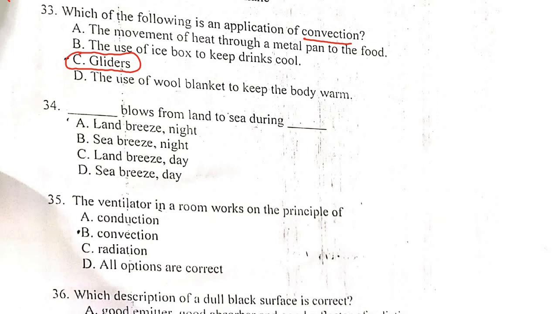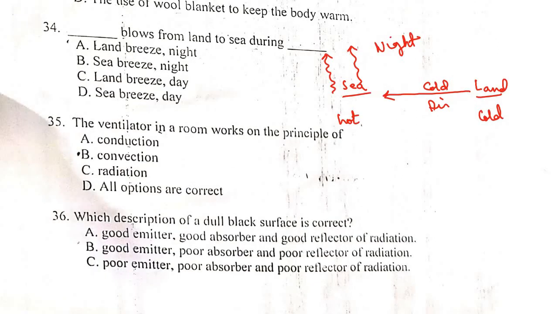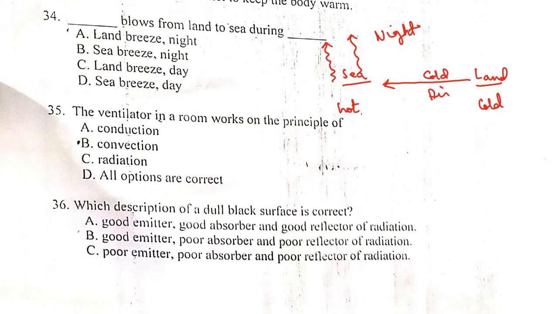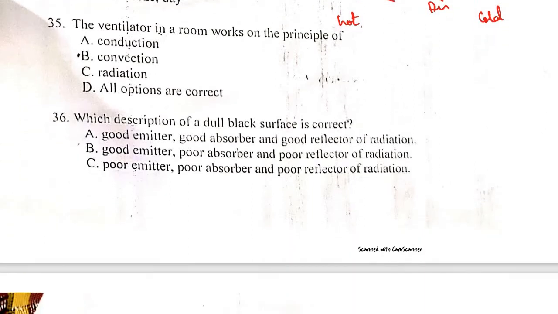Which blows from land to sea? So from land to sea, we know that at night time, the air above the sea is hot as compared to the air above the land. So the hot air above the sea moves upward due to convection, and the cold air from the land area moves towards the sea. This is known as land breeze that flows in the nighttime. Option A will be the right answer.